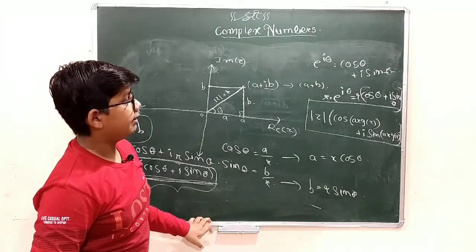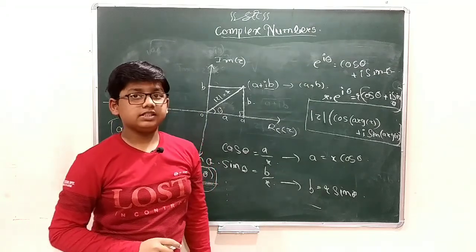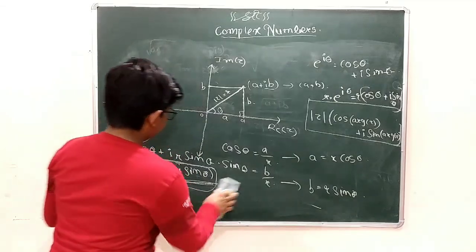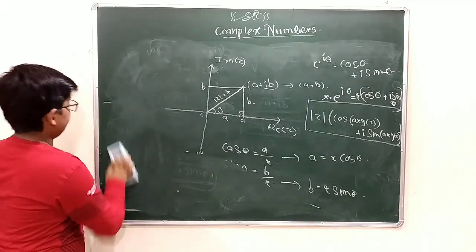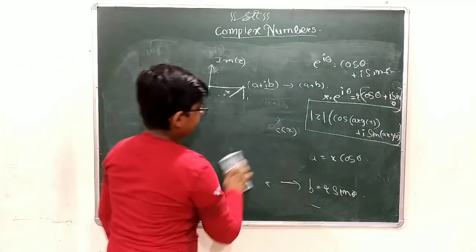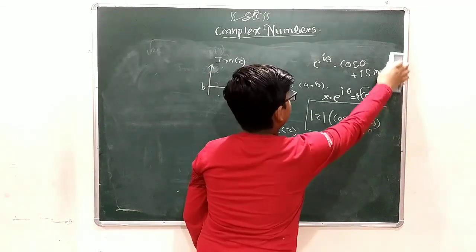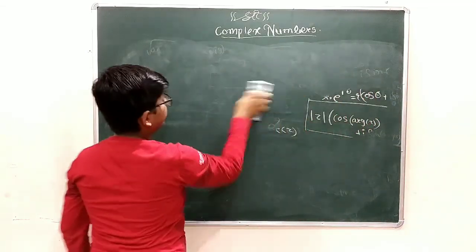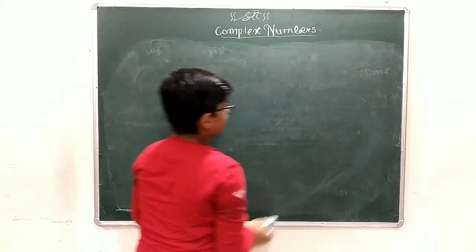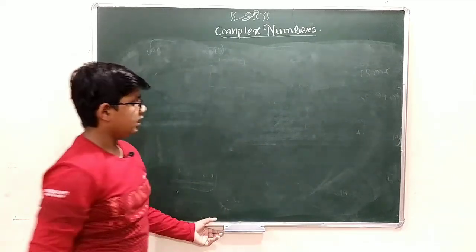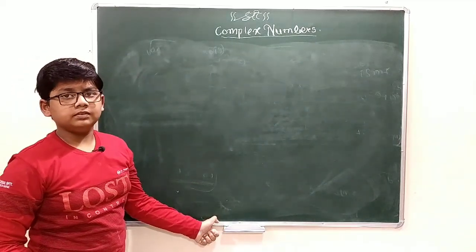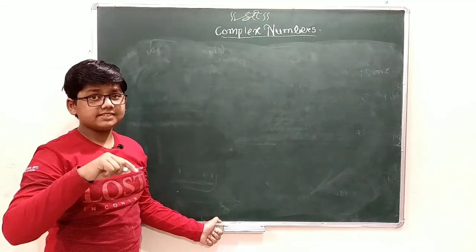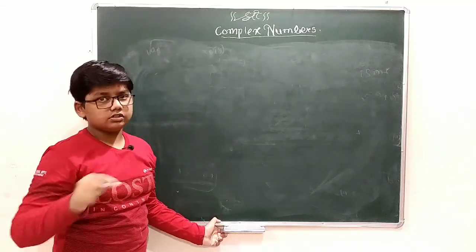Next we are going to learn about De Moivre's theorem. De Moivre's theorem is based on polar form, trigonometric form and Euler's identity, also known as exponential form. Now what is De Moivre's theorem? Remember I told you that a complex number to the power n can also be found out.